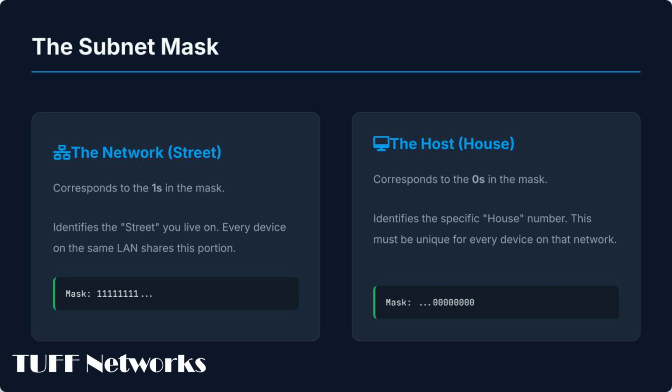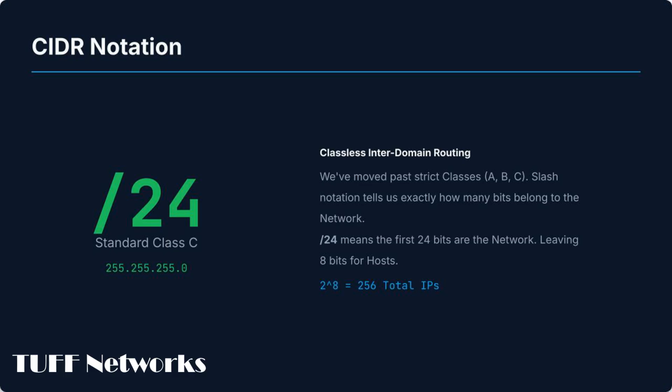So, how does the computer know which part of the 32 bits is the street and which part is the house? That is the sole job of the subnet mask. A subnet mask is also 32 bits. It works like a filter. Wherever you see a 1 in the subnet mask, that corresponding bit in the IP address is part of the network. Wherever you see a 0 in the subnet mask, that part is the host.